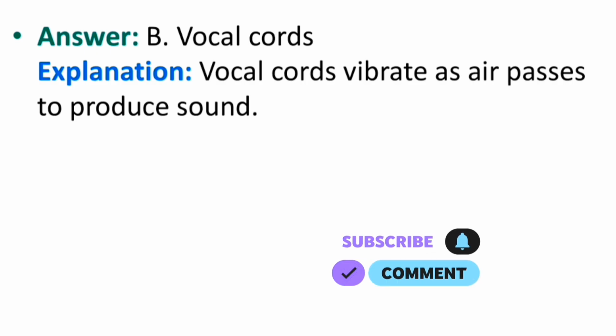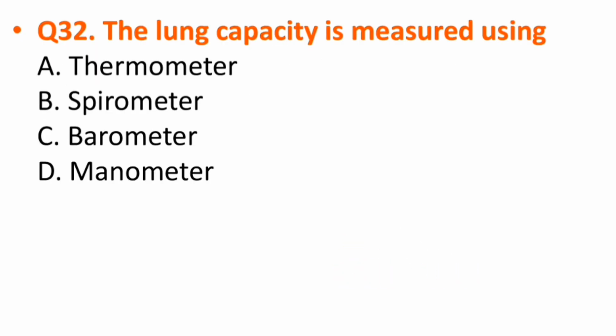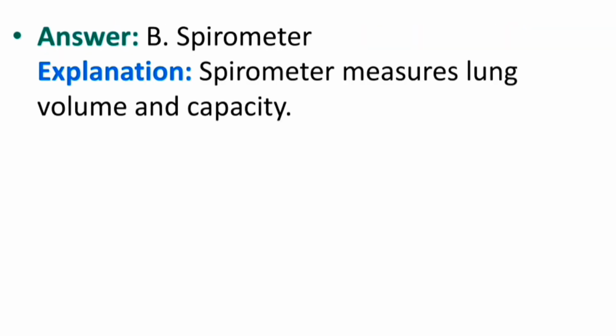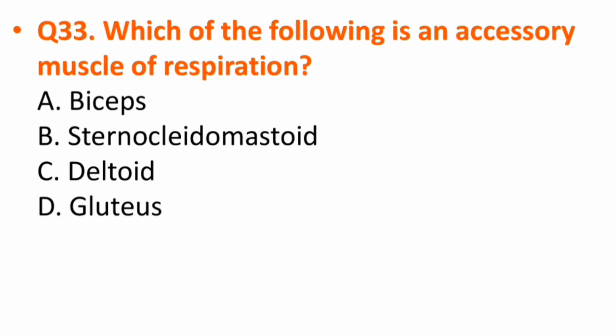Lung capacity is measured using option A thermometer, option B spirometer, option C barometer, option D manometer. The correct answer is option B spirometer. A spirometer measures lung volume and capacity.